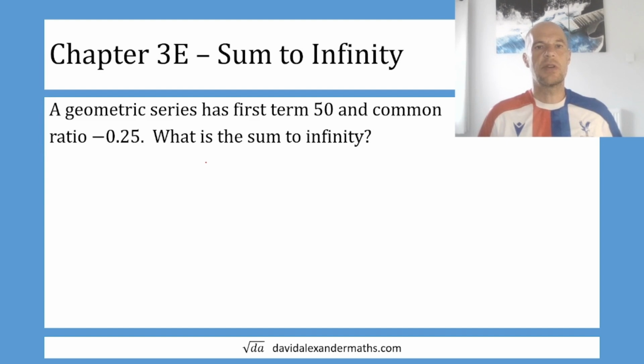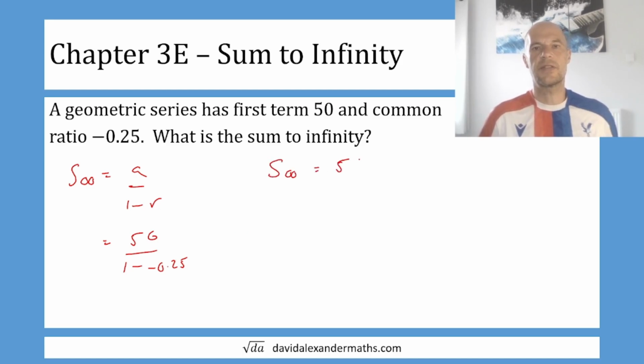Okay, so let's look at a few examples. So we're trying to work out the sum to infinity of a geometric series with first term 50 and common ratio -1/4. So the sum to infinity is a over 1 take away r. So that is a is our first term, which is 50, over 1 minus r, so that's 1 minus -0.25. So in other words, the sum to infinity is 50 over 1.25, and 50 divided by 1.25 is 40. So the sum to infinity is 40.